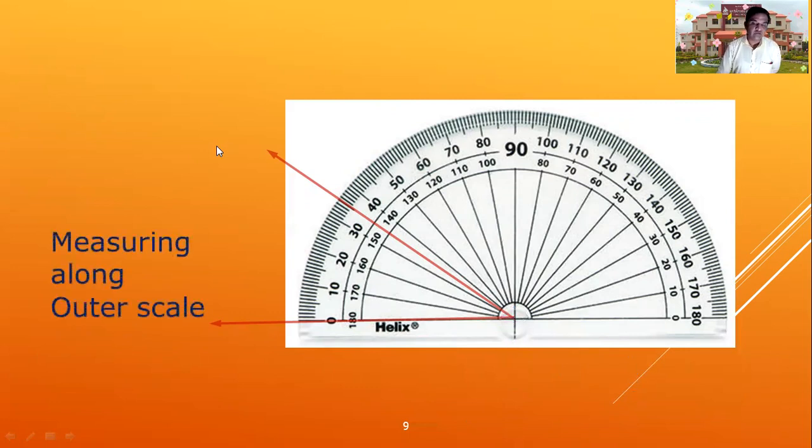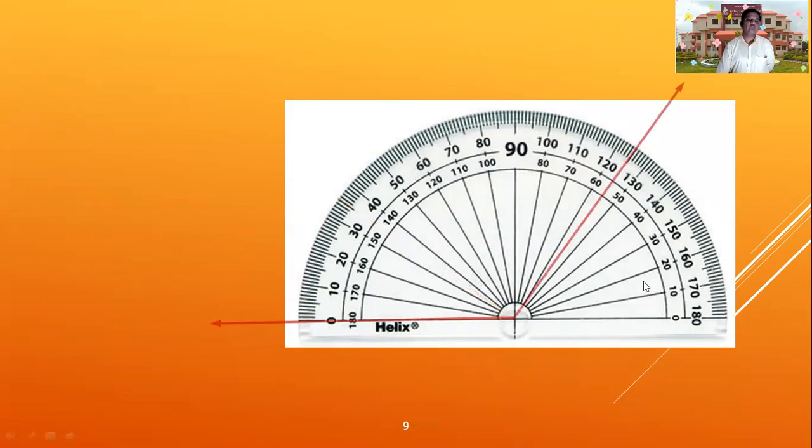we are going to measure along the outer scale, because the arm of this angle is coinciding with the 0 on the left side. So starting from 0, we go from 0 to 10, then 20, then 30, and we find that the second ray falls between 30 and 40, and there are 5 divisions after 30. So this angle is 35 degrees.